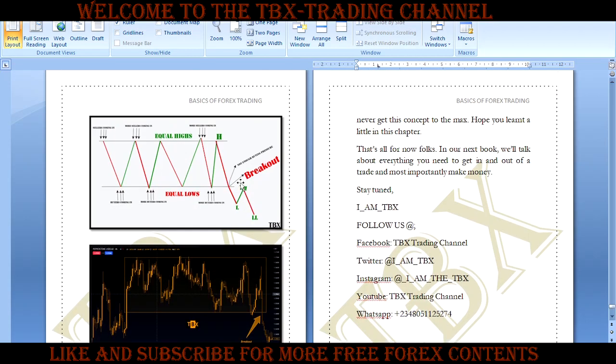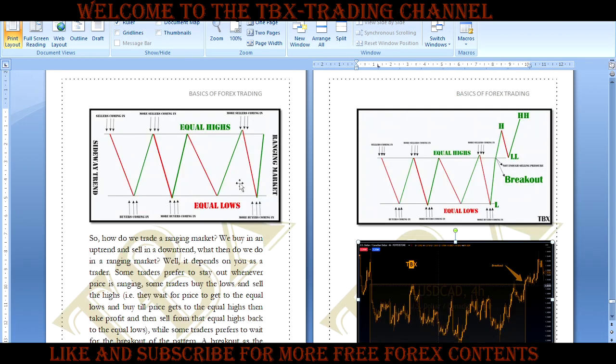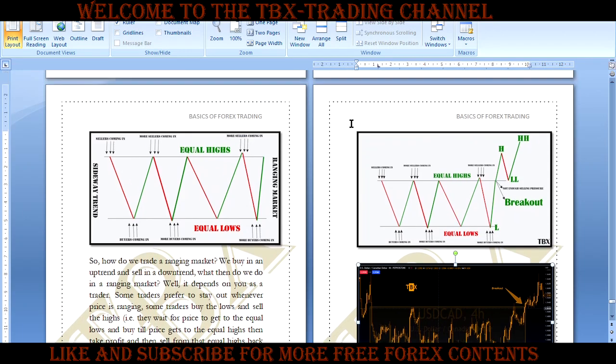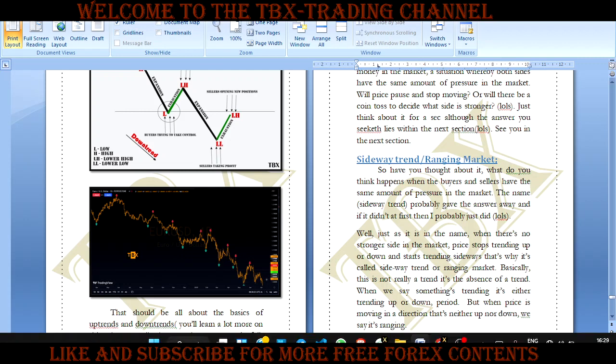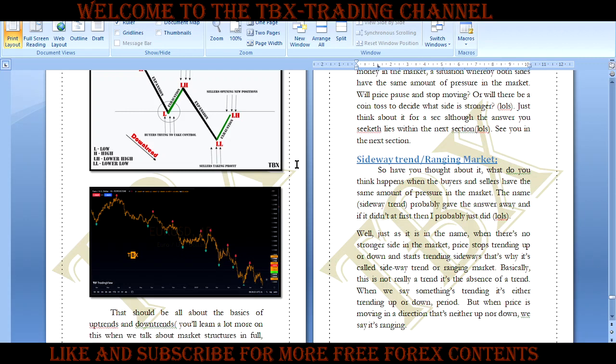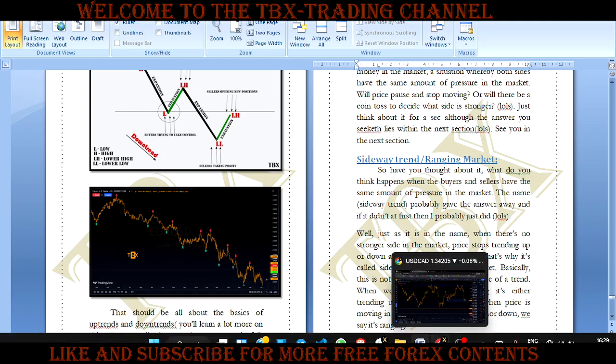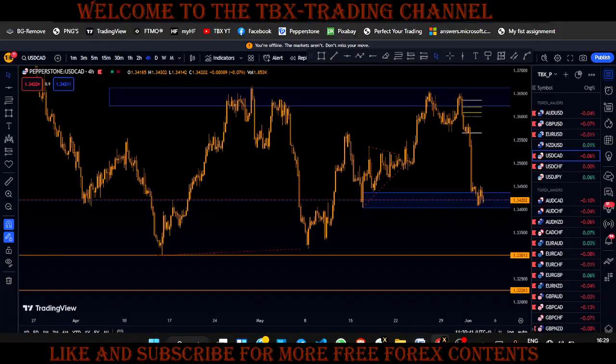So in summary, trend is basically like a circle. Price can jump from an uptrend to a downtrend, or from a downtrend to an uptrend, or from an uptrend to a ranging market, then from the ranging market to a downtrend, or from a downtrend to a ranging market. Let's open a chart before it becomes confusing.